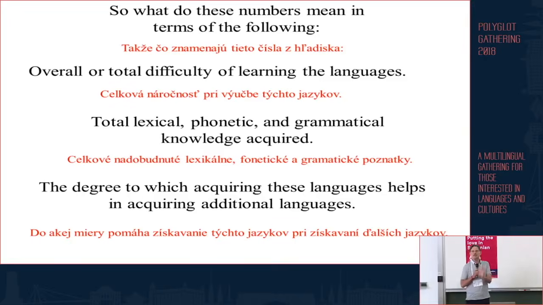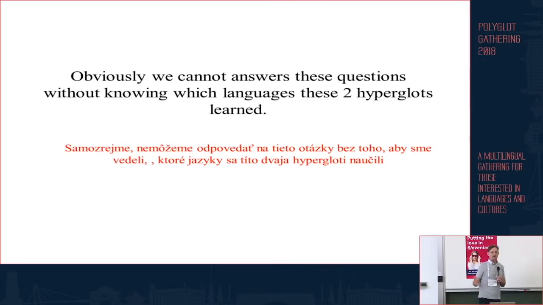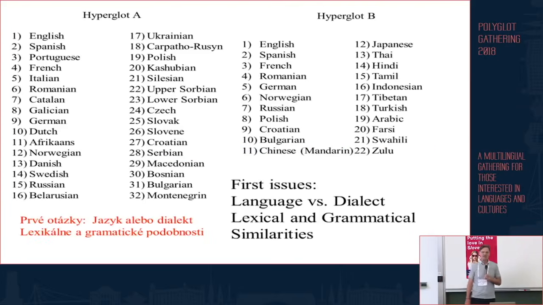Overall or total difficulty of learning this set of languages. The total lexical, phonetic, and grammatical knowledge acquired in the process. How the languages they've acquired helped them learn other languages. First of all, we have to know what languages they speak to answer these questions. So the first issues you might think of would be language versus dialect, and lexical and grammatical similarities.